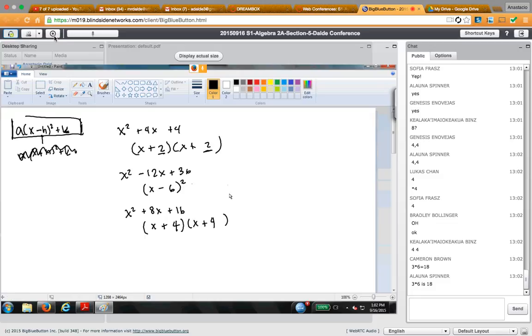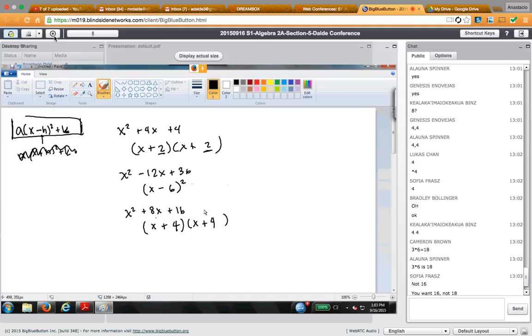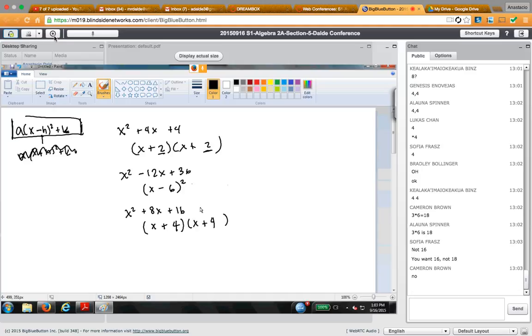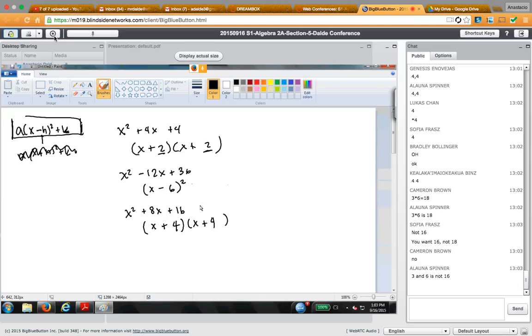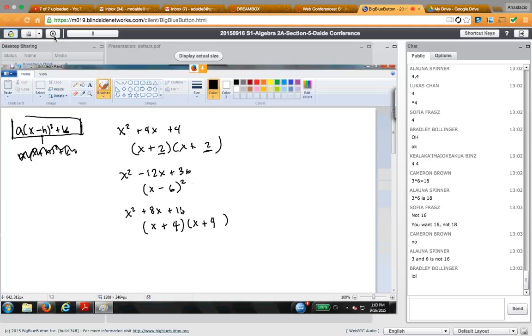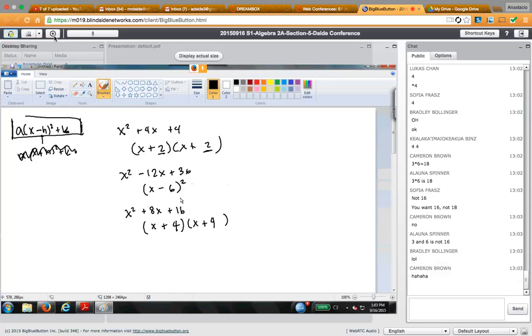That works too. But the thing is, when I add 3 and 6, that makes 9, and that's not going to make my 8. Oh, you're right. I'm sorry. I don't know why I was thinking 18. Yeah, sorry. Long day. All right. 3 and 6, don't use 3 and 6. You can use 16 and 1, you can use 8 and 2, or you can use 4 and 4.